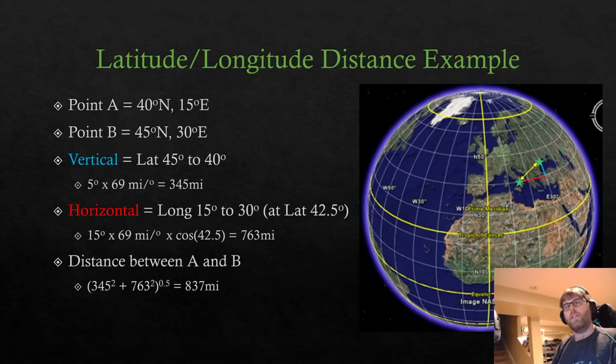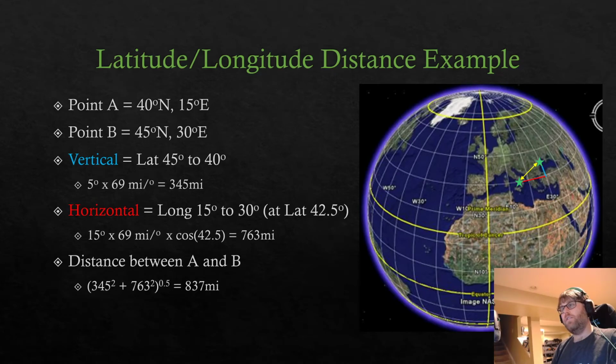So we are going to get a vertical component and a horizontal component, and we're essentially going to treat it like a triangle where we use the Pythagorean theorem to figure it out. So our vertical component, since we're dealing with the latitudes, we have a difference between 45 degrees and 40 degrees. So that's 5 degrees times 69 miles. That's going to be 345 miles.